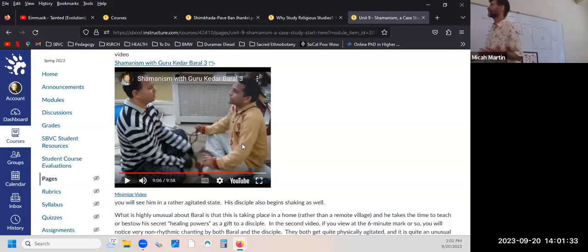What do you think the disciple is doing? I don't know how to ask the question, but what do you think is going through his mind? I think he's trying to connect. Connect to what? To his teacher. Okay. Well, Bilal doesn't want him to connect just to him. He wants him to connect to the Adi Guru, the great god Shiva.